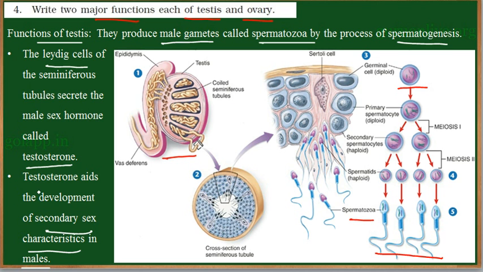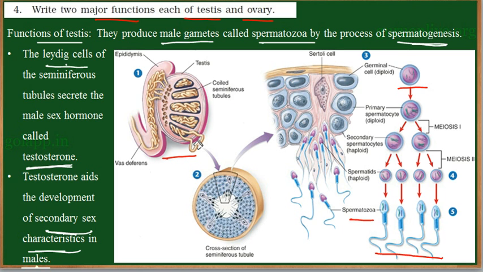So testis has two important functions. One, to produce the male gametes through the process called spermatogenesis, and other, the Leydig cells in the seminiferous tubule produce a hormone called testosterone. Now this testosterone is required for the maintenance of secondary sexual characteristics in male.